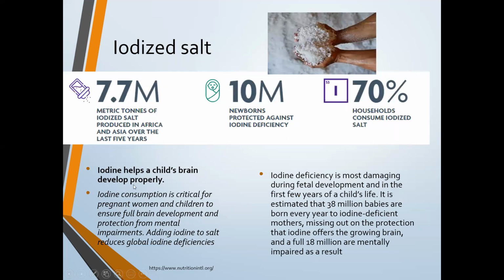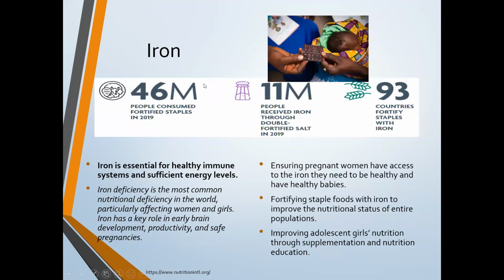The same goes for iodized salt. Iodine deficiency is most damaging during fetal development, and many babies have been affected. Iodine consumption is critical for pregnant women and children, and these agencies are working to ensure that 70% of households consume iodized salt. Similarly, iron deficiency anemia has been a huge problem, and iron deficiency is the most common nutritional deficiency in the world, affecting up to 46 million people. An estimated 93% of countries are now using staples fortified with iron, which is important to improve the nutritional status of the population.